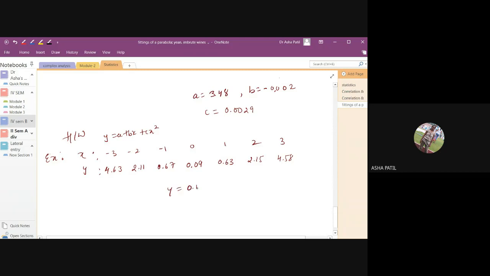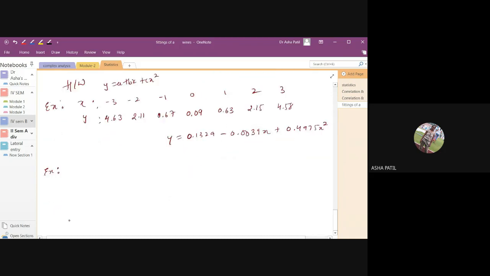Answer is 0.1329 minus 0.0039x plus 0.4975 x square. You can see that 4 decimal places are mentioned here. So see that you will also write the answer in 4 decimal places. If you don't take the parabola in the same way, only thing is your A and C values will be interchanged.